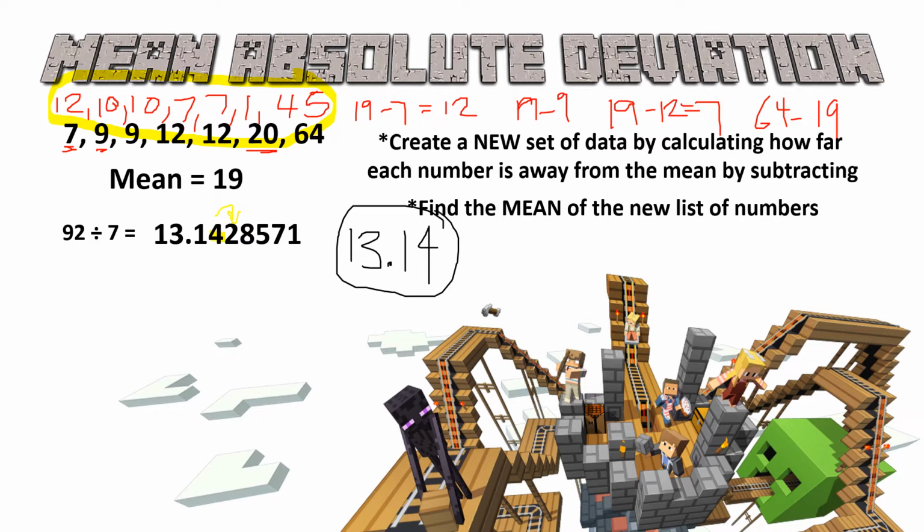That's a pretty big mean absolute deviation. And the reason for that is because we had this outlier, 64. 64 makes those numbers a lot more spread apart. If you eliminated that number from the set, they would be a lot closer together.